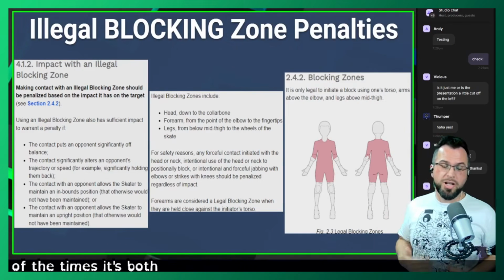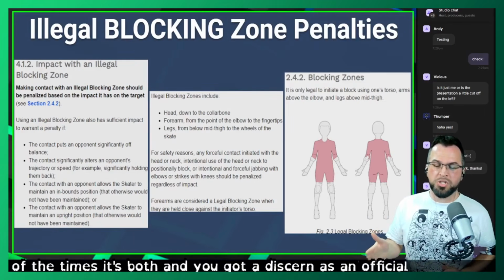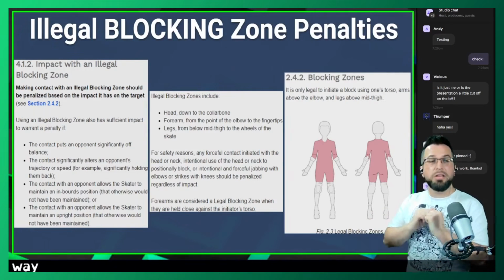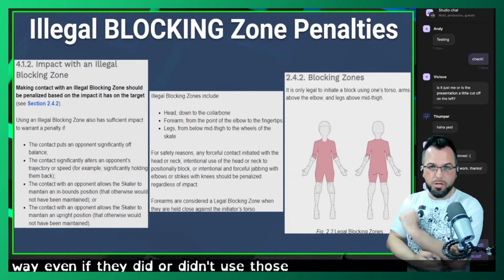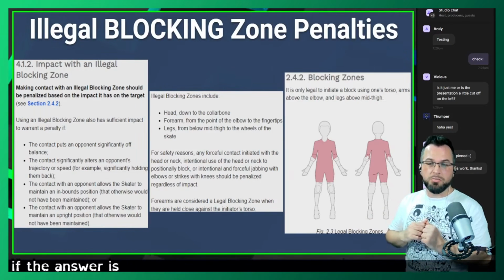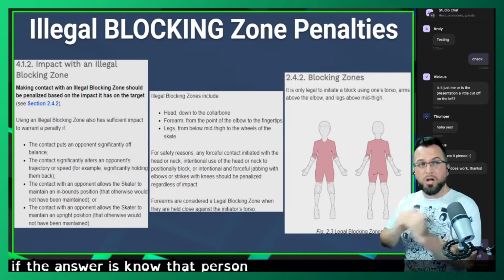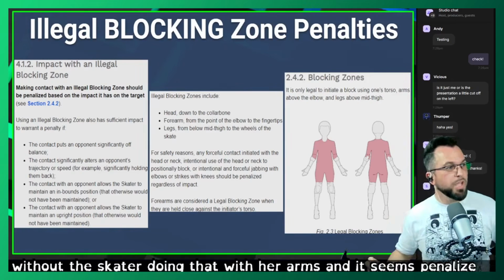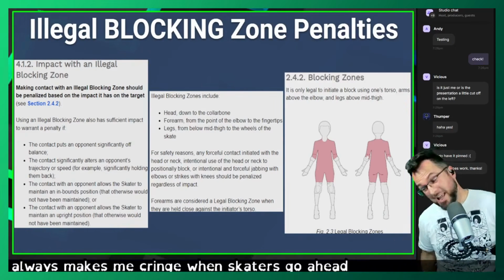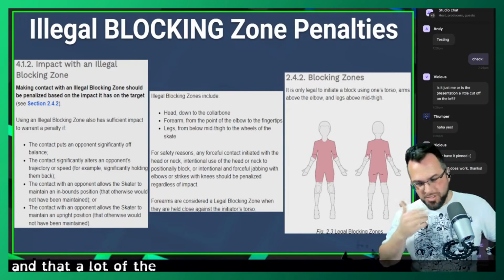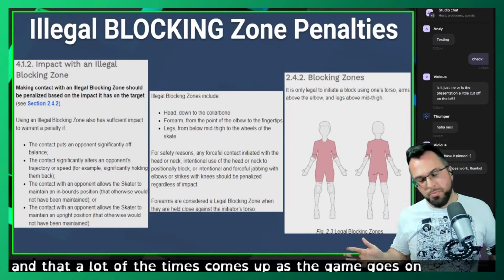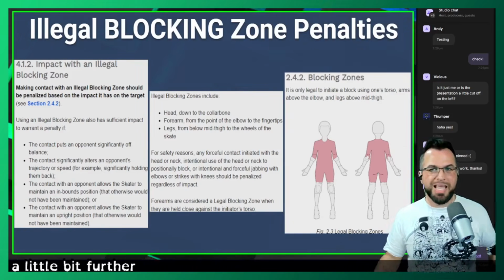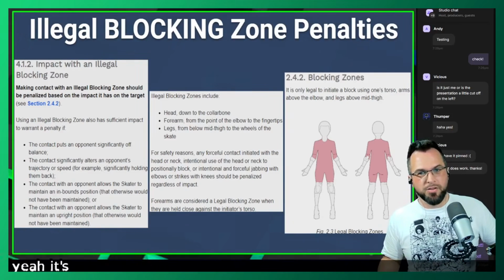And you've got to discern as an official, would that person have gone down, gone out of bounds, lost position in some way, even if they did or didn't use those arms? If the answer is no, that person probably wouldn't have gone down without the skater doing that with their arms, then it seems penalizable. Always makes me cringe when skaters go head first. Yeah. And that a lot of the times comes up as the game goes on, as again, players start to get a little bit more tired and they start to lean a little bit further into their skating. Yeah, it's not fun to watch.